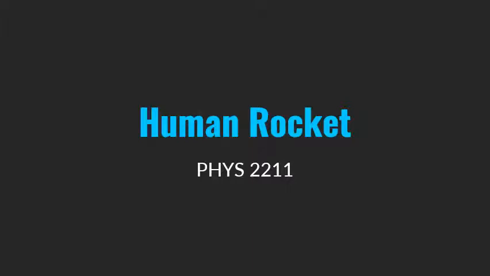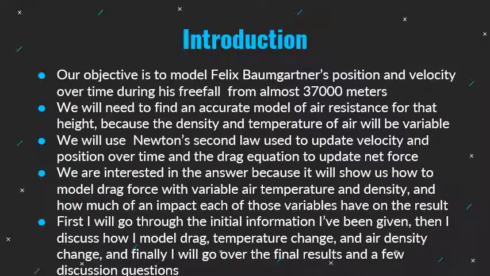This is my presentation for Lab 5 on the human. Our objective is to model Felix Baumgartner's position and velocity over time during his free fall from almost 37,000 meters.